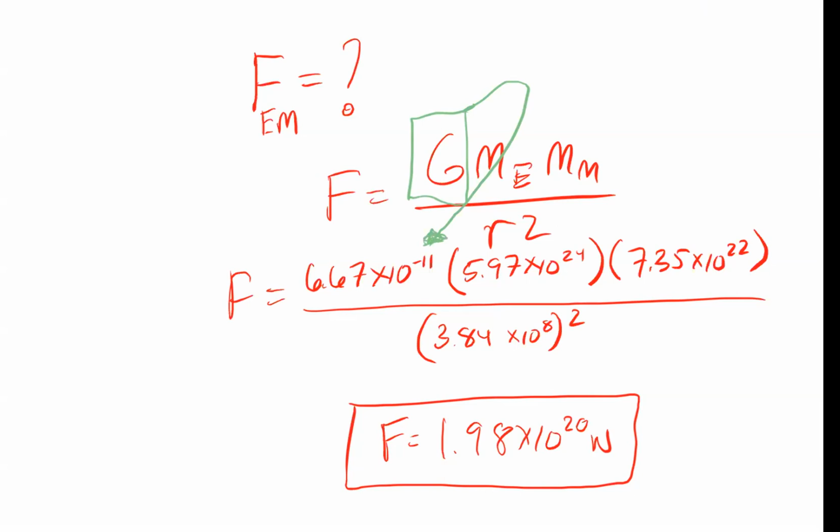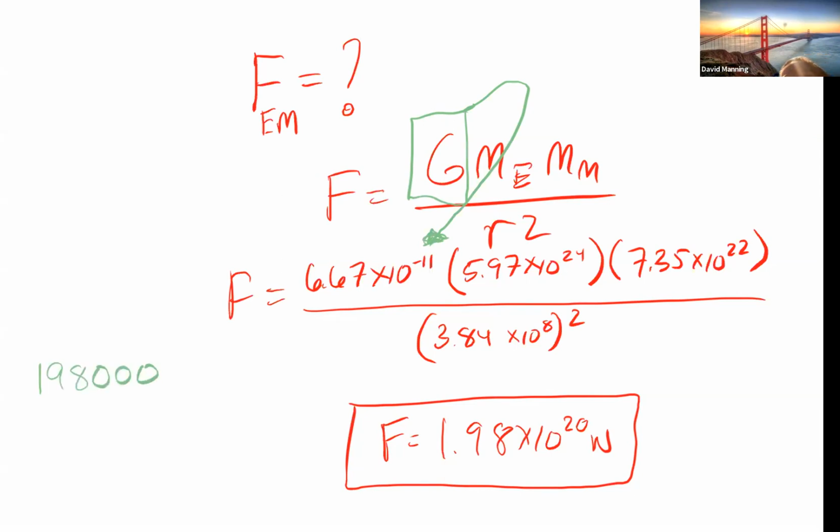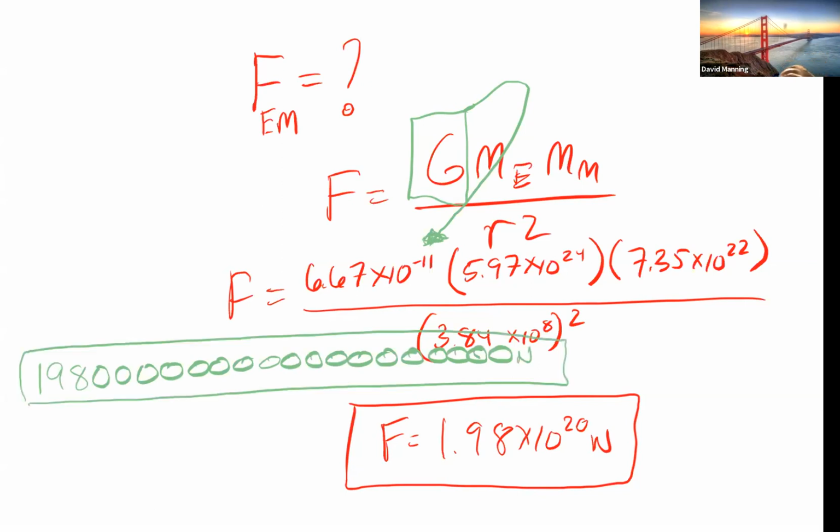Yeah, that's okay. So this is a huge number, right? 198, and then what? 1, 2, 3, 4, 5, 6, 7, 8, 9, 10, 11, 12, 13, 14, 15, 16, 17, 18 zeros after it. That right there is the force between the Earth and the moon due to gravity. Big. So to keep that moon in orbit, you have to have a gigantic amount of force. And that's what we have here.